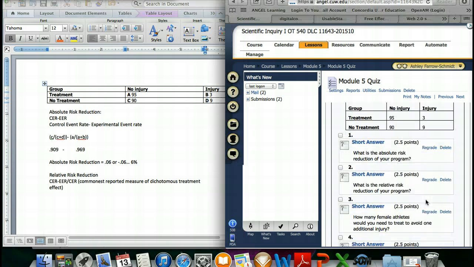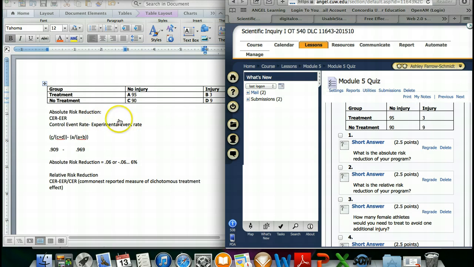The first one says, what is the absolute risk reduction of your program? We know that absolute risk reduction is the difference between the absolute risk of an event in the intervention group, that's this one, and the absolute risk in the control group. What we use to calculate this is CER minus EER. Now, what does that mean? That means control event rate minus experimental event rate. So, what is the rate of events happening in each group?